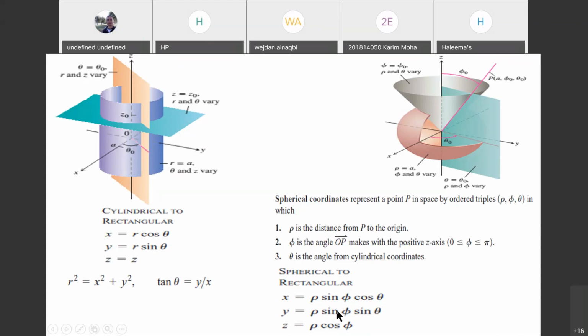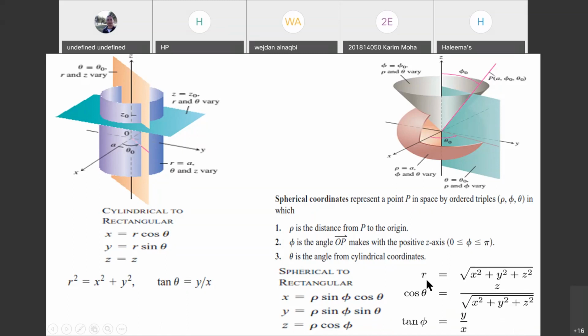But they have the same value with respect to the vertical angle phi, sine phi, sine phi. What about the cosine phi? The cosine phi will be connected to the z. So z will be the radius of the sphere times cosine of the vertical angle phi. Please take a screenshot of this one.